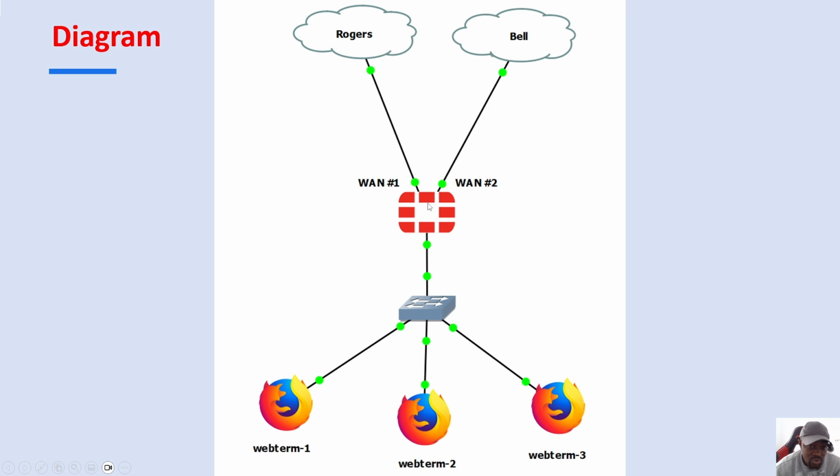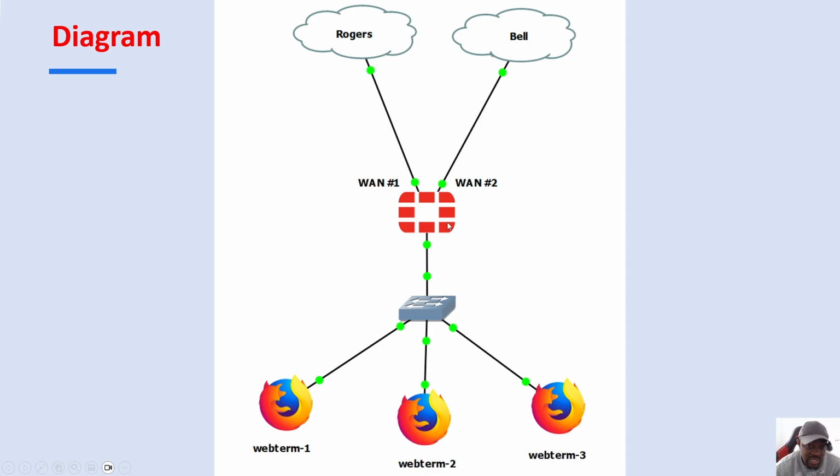What we are going to do during this lab is configure SD-WAN on the FortiGate firewall, so that we can steer traffic. We'll redirect users' traffic, generated by these endpoints here, either through Rogers or through Bell, and we'll also see how to put each ISP link as a backup for the other one.